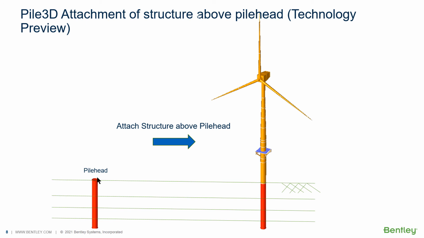Now, through the update, this Pile 3D module has been extended to read reactions of the structures on top and apply them as pile head loading for an unlimited number of load conditions. With this feature, users can perform monopile analysis using a SACS model, which is suitable for wind turbine analysis.